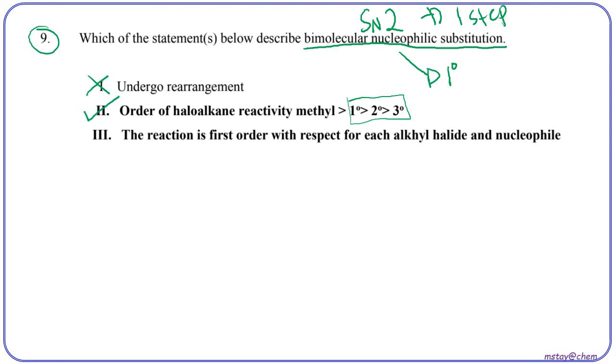The reaction is first order with respect to each of the alkyl halide and the nucleophile. So it is first order to the alkyl halide and first order to the nucleophile, and it ends up as second order, SN2. So option 3 is also correct.